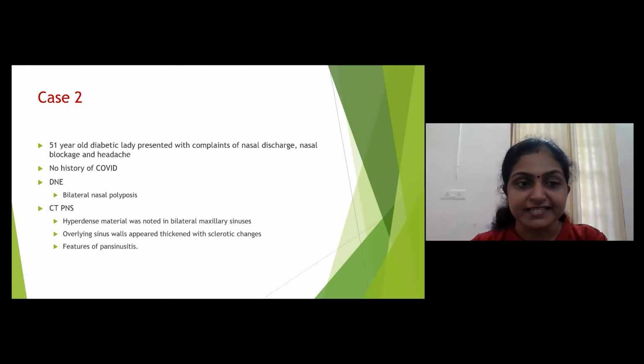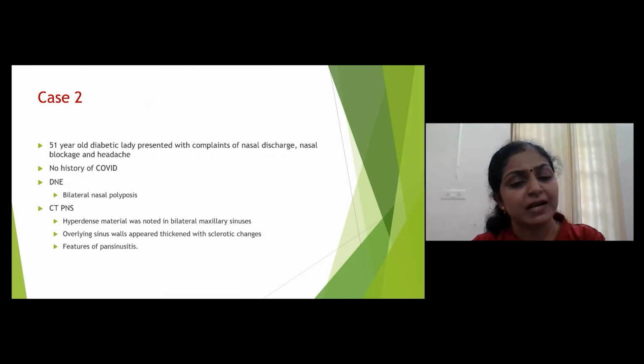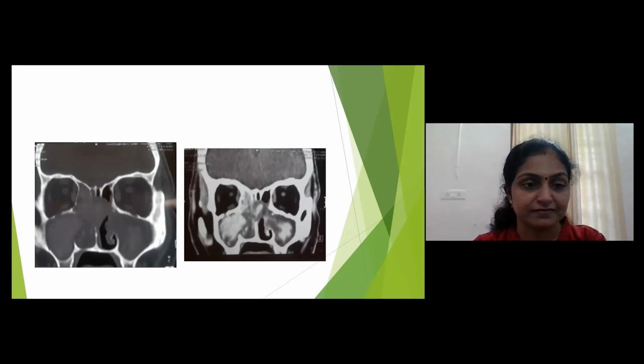Coming to the second case, a 51-year-old diabetic lady presented with complaints of nasal discharge, nasal blockade, and headache. There was no history of COVID, and nasal endoscopy showed bilateral nasal polyposis. CT-PNS showed hyperdense material in bilateral maxillary sinuses. Overlying sinus walls appeared thickened with sclerotic changes, and there were features of pansinusitis.